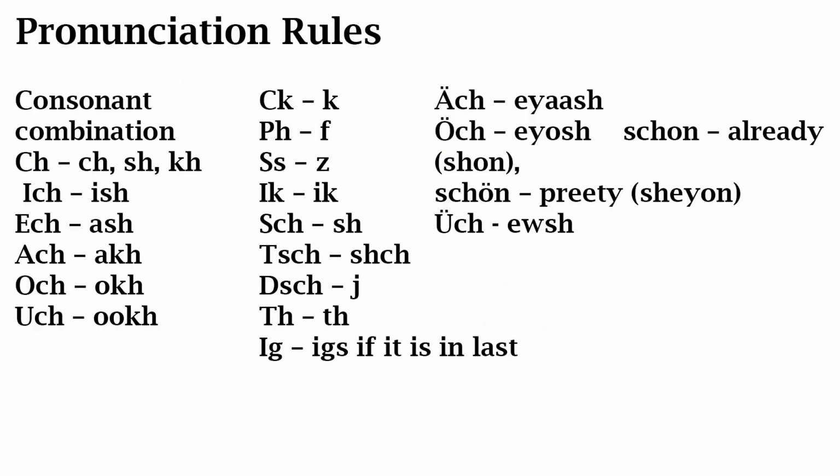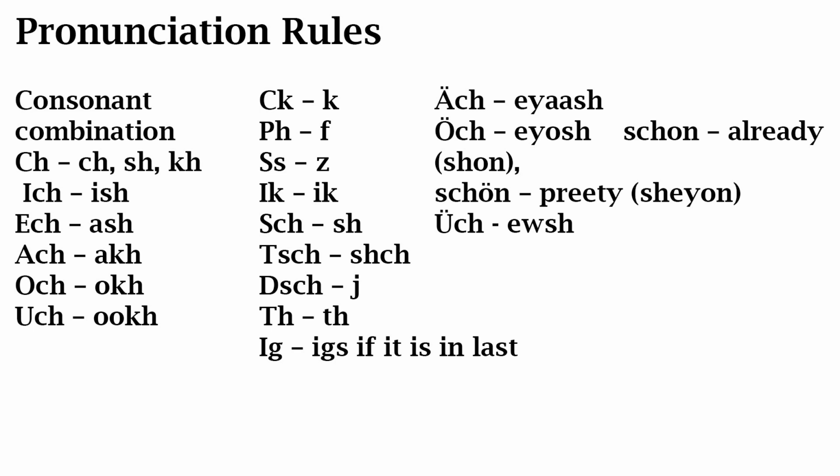So friends, we are now learning pronunciation rules, some consonant combinations. We have the combination CH. We have all kinds of pronunciation for CH; it depends upon the condition, what vowels we have. Like ICH, the sound is "ish". ECH, the sound is "ash". ACH, the sound is "ah". Again, listen properly: ACH sound is "ah".